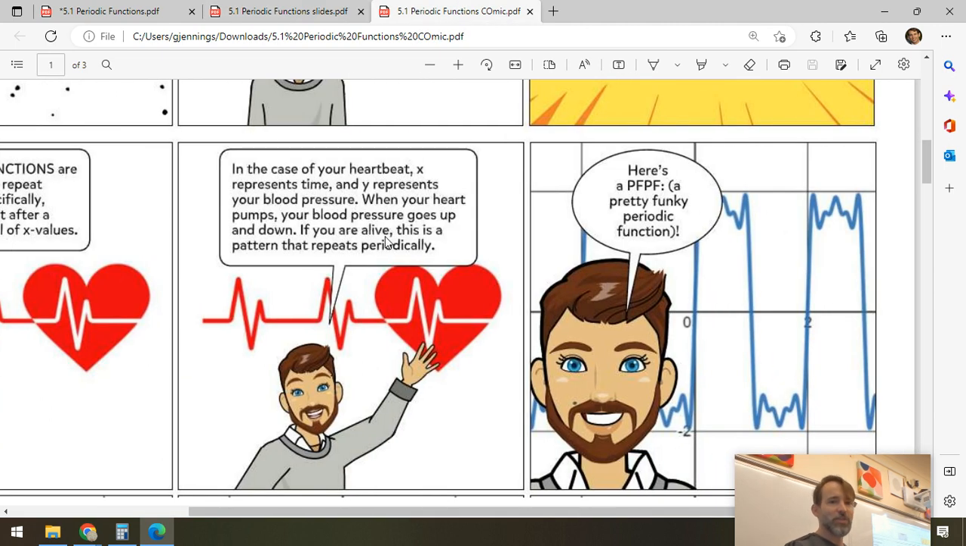Okay. In the case of your heartbeat, on the other hand, the x values represent time, and the y represents your blood pressure. As your heart squeezes, your blood pressure goes up, blood is pumping through the body.